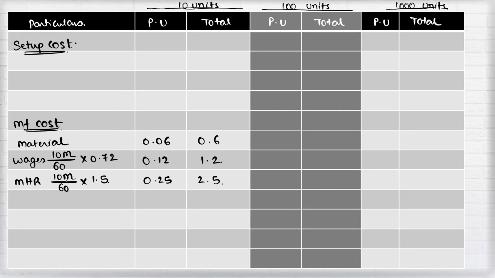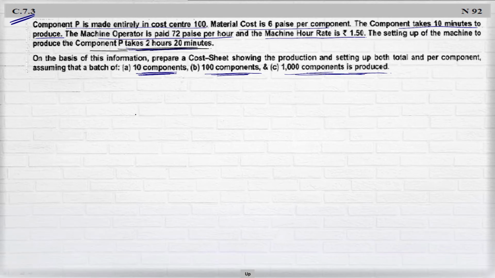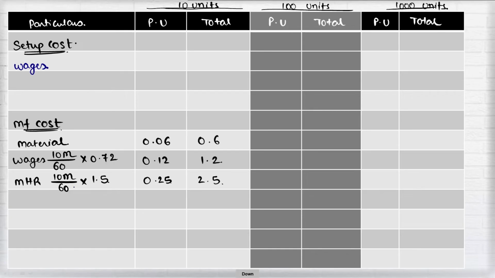Will your machine hour rate be affected? Yes, we are assuming setup hours are productive hours. So machine hour rate will also be applied and wages will also be applied. So wages for setup. It takes how many hours for one setup? 2 hours and 20 minutes. It is 2.2.